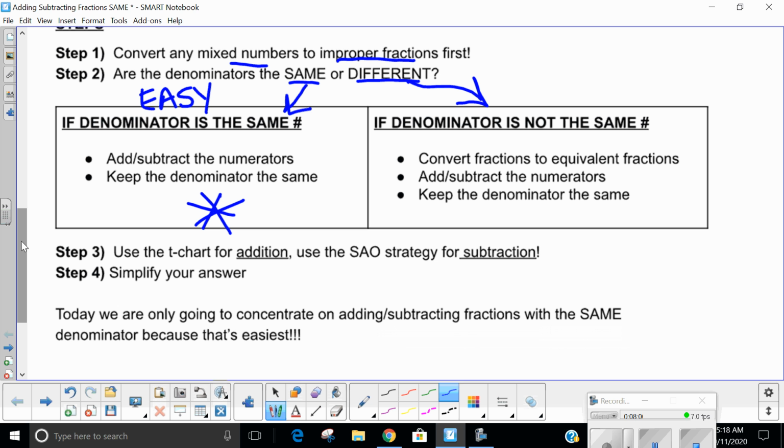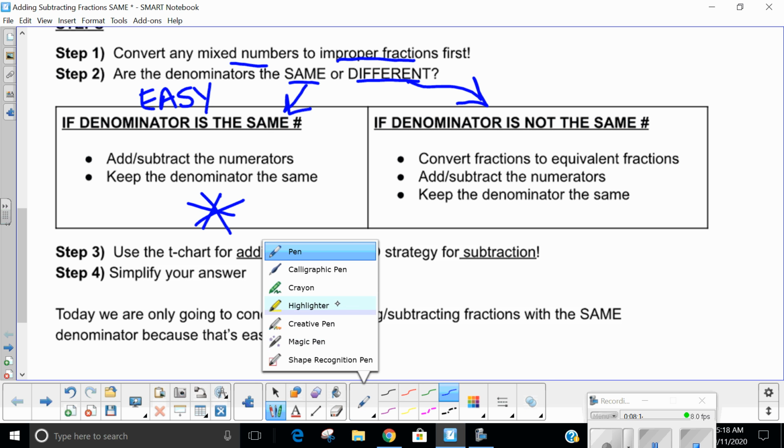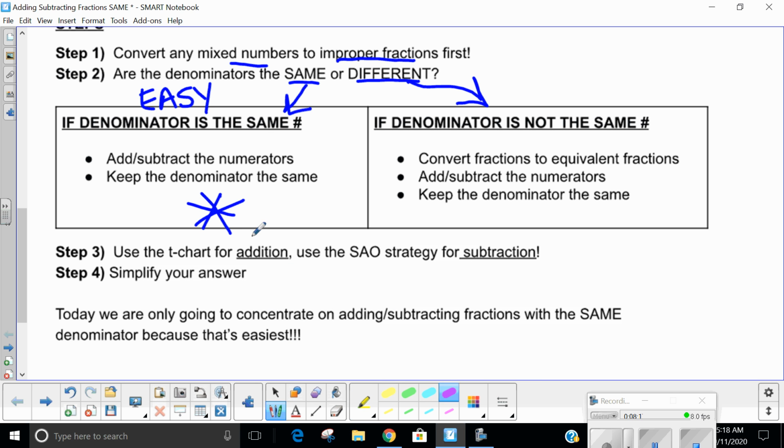So after you determine if the denominators are the same or different, we're going to have to decide whether we're going to use the T-chart or the SAO strategy. Now remember, we use the T-chart for addition because it's got that big T in the middle of it, which looks like a plus sign. And then we have the SAO strategy, where the S is for subtraction. So we know that the SAO strategy is subtraction and the T-chart is addition.